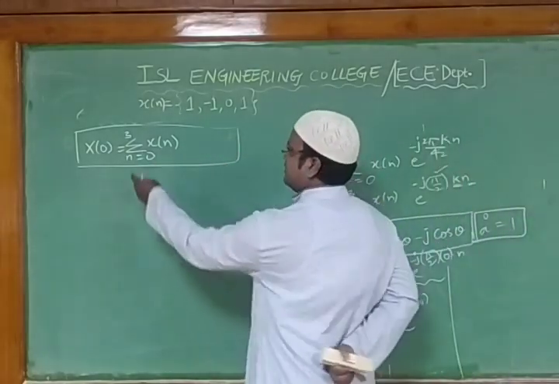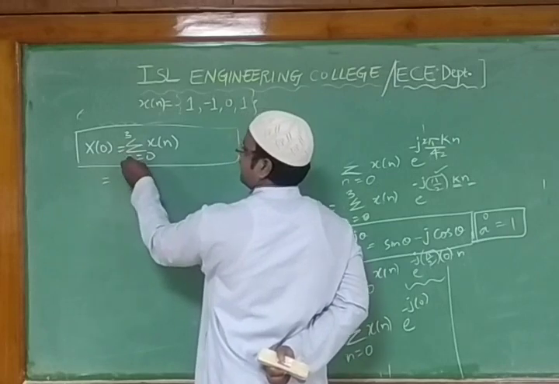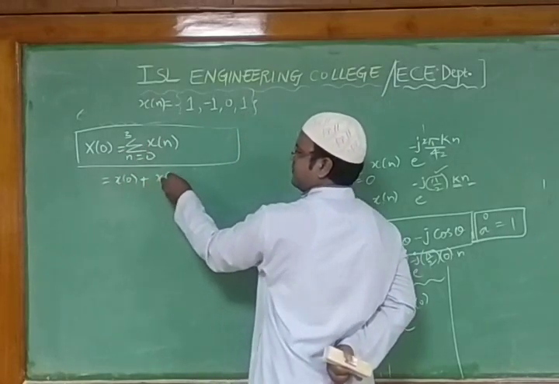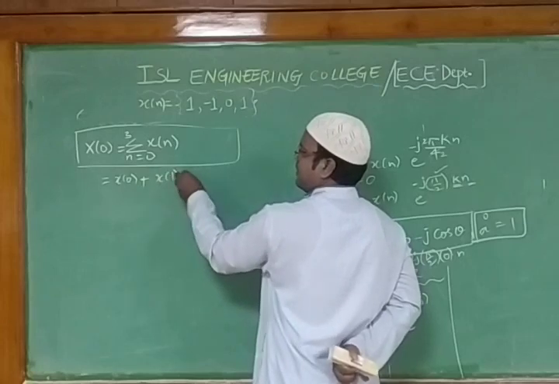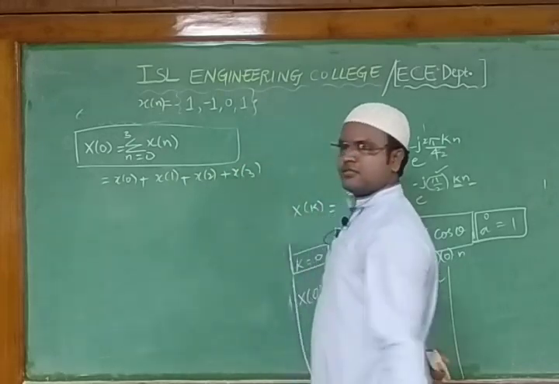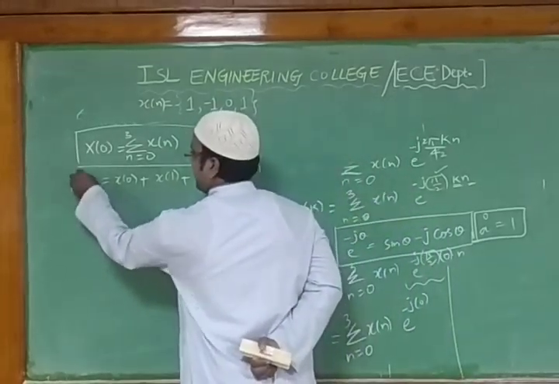So we can write here, apply the summation for this. First n is equals to 0, it is x of 0, plus next n is equals to 1, x of 1. n is equals to 2, x of 2, n is equals to 3, x of 3. So we are adding all these things. So that is our first position, x of 0.